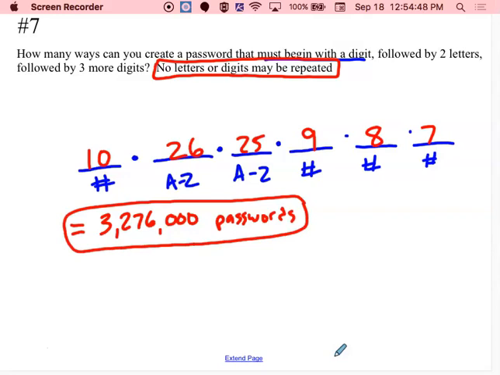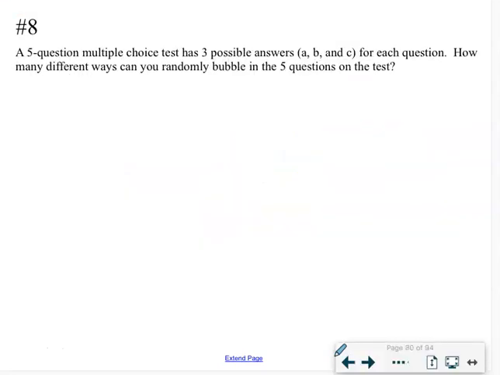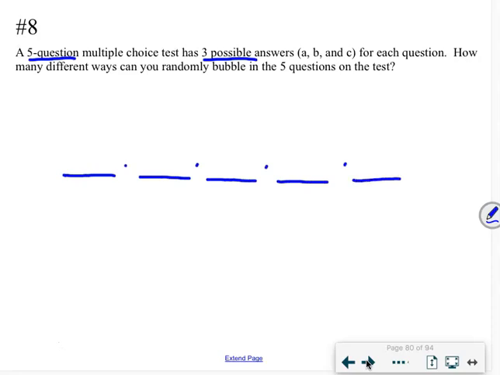So let's move on then to number 8. A 5-question multiple choice test has 3 possible answers, A, B, or C, for each question. So there's 5 questions total. There's 3 possible answers for each question. How many different ways can you randomly bubble in the 5 questions on the test? So we have 5 questions.